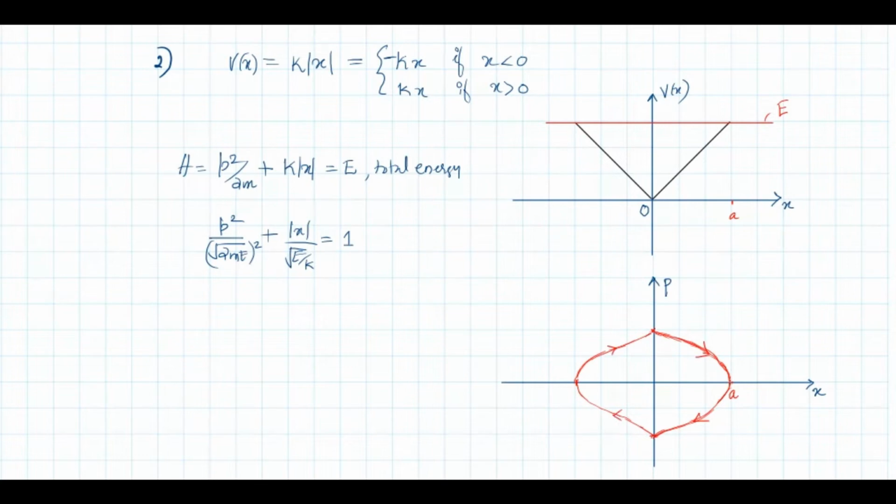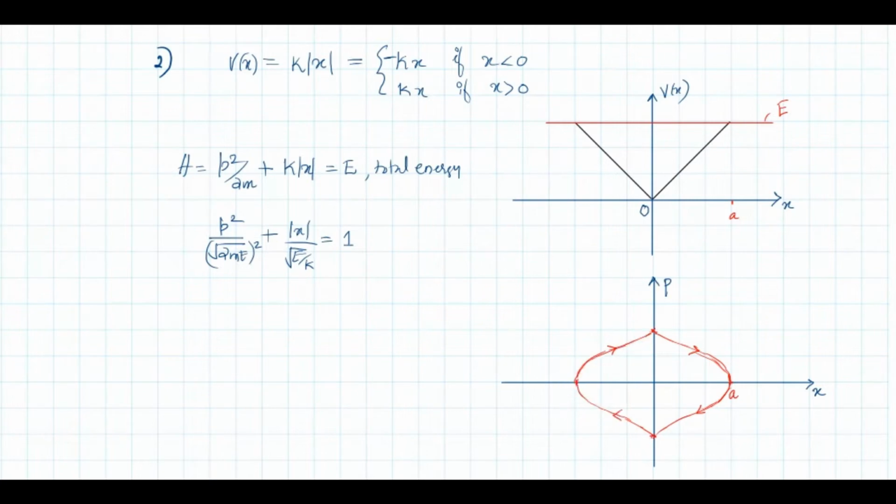It is not of the form of an ellipse. It will be a bounded curve, but it will be something like this. It is not an ellipse, but it is a closed curve. The arrows should be like this. As x increases, a positive momentum will decrease to 0, and then as x decreases, the negative momentum increases up to this point, then it decreases up to this point, and then like this.